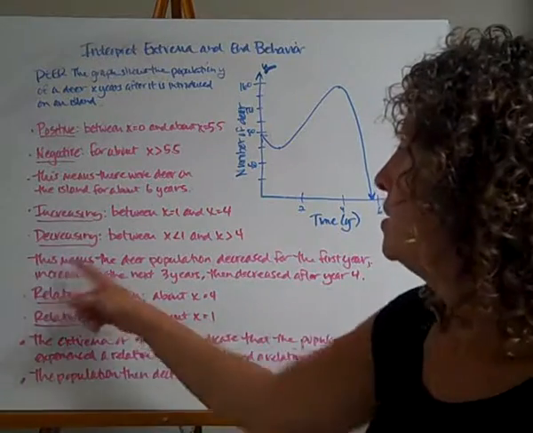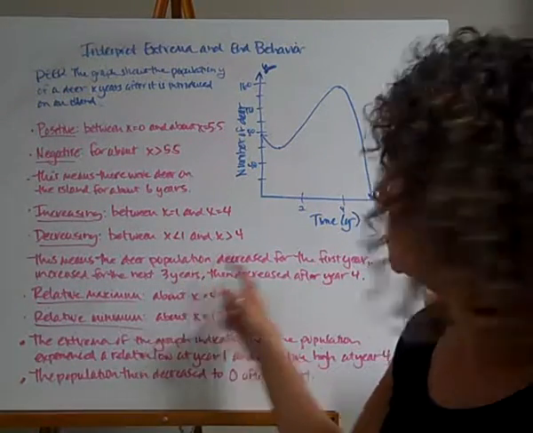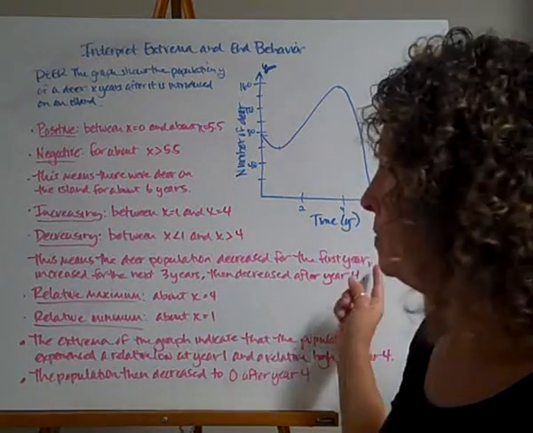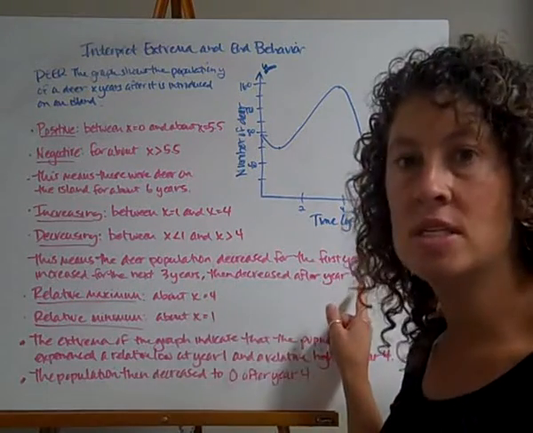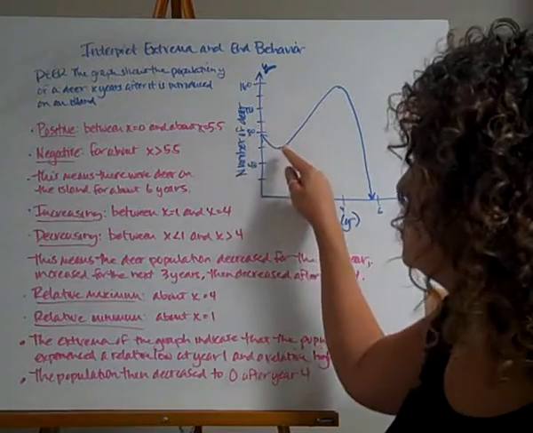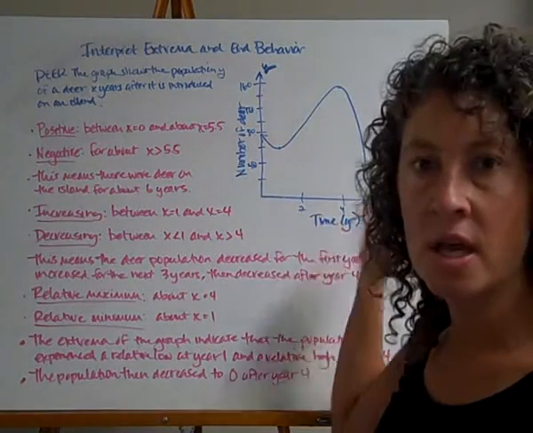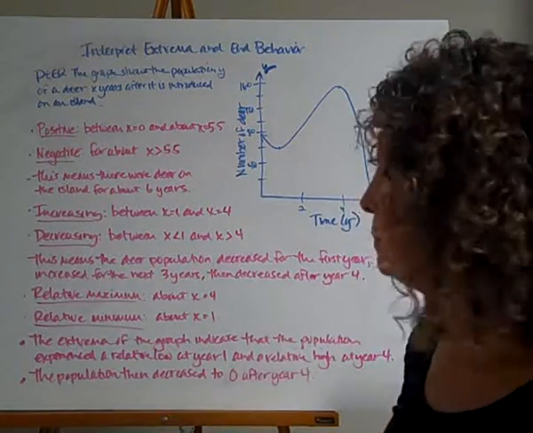Let's interpret that. This means the deer population decreased for the first year, increased for the next 3 years, and then decreased after year 4. So it decreased, increased, and then decreased again, explaining specifically when that happened.